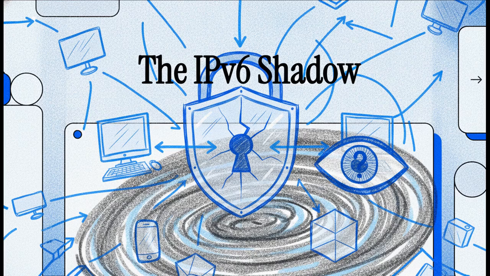Welcome to this explainer. Today, we're diving straight into something called the IPv6 Shadow. It's this silent, gaping vulnerability that might be completely bypassing your entire security setup as we speak. You might feel totally confident in your privacy, but we're going to look at a fundamental flaw in how your devices are actually connecting to the internet.